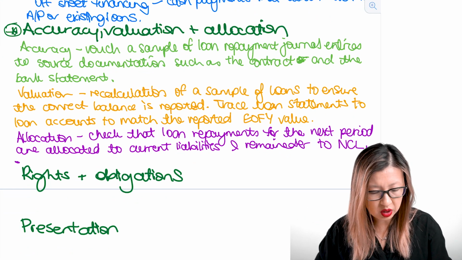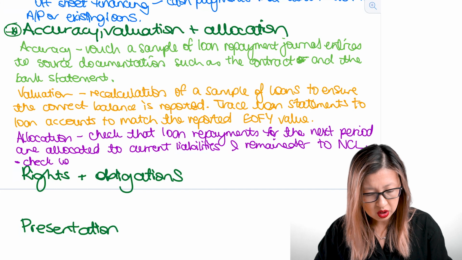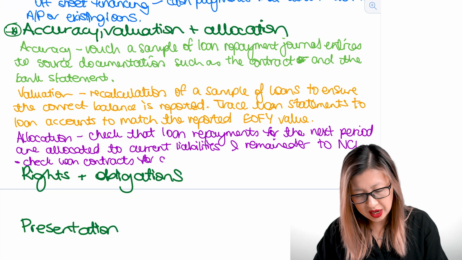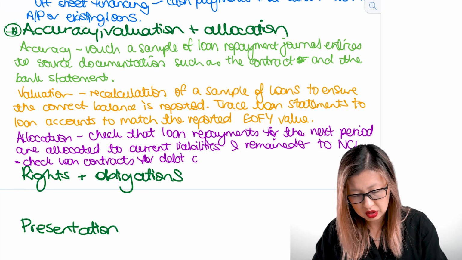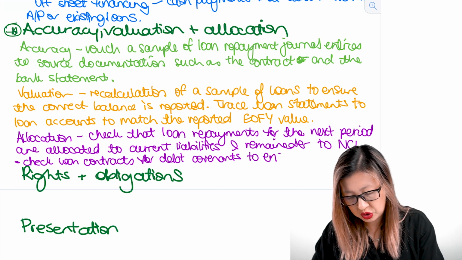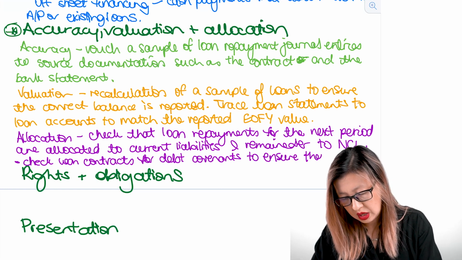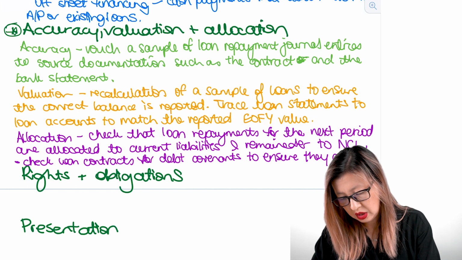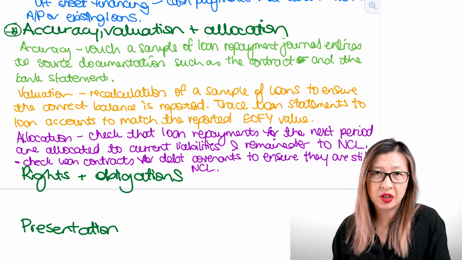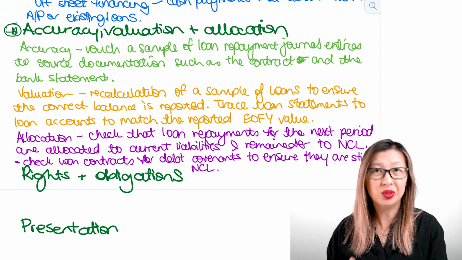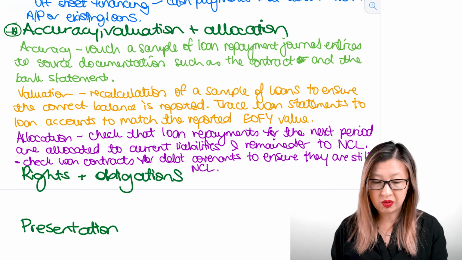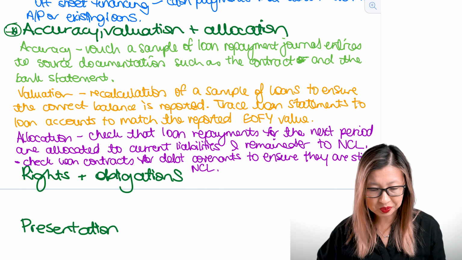We could also check loan contracts for debt covenants to ensure they are still a non-current liability. And that's because if you've broken a covenant, then there is the potential that all of that money becomes due straight away and it needs to be recorded as a current liability rather than as a non-current liability.